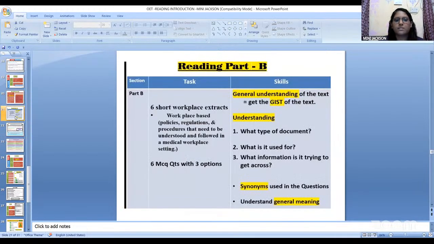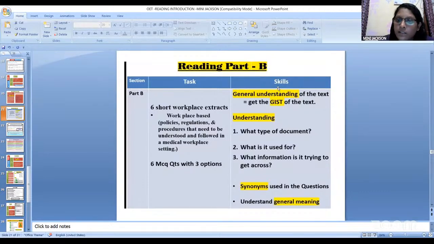Okay, here you just see that it is a workplace-based question only that you are going to have. Here, policy, regulations, procedures that need to be understood and followed in the medical workplace. Okay, 6 questions with 3 options are there.